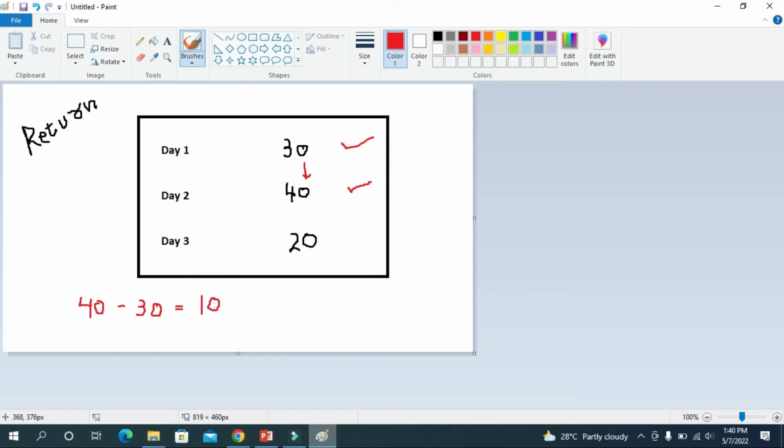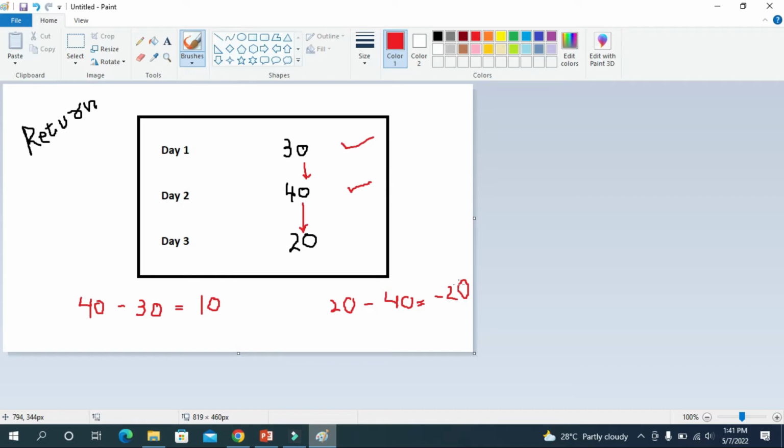So if you want to calculate the return on day 3, you can do 20 minus 40, and you will get to know that on day 3 he has a loss of 20 rupees because he came from 40 to 20. This is the simple return, and you can call it the difference of payment in the 2 days.